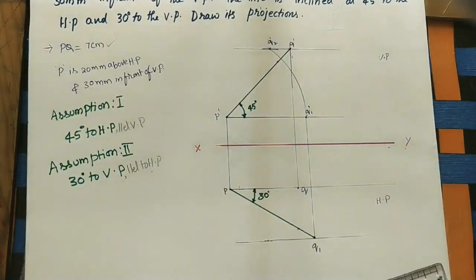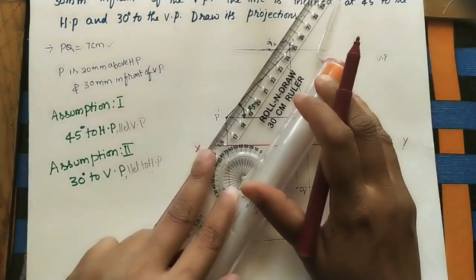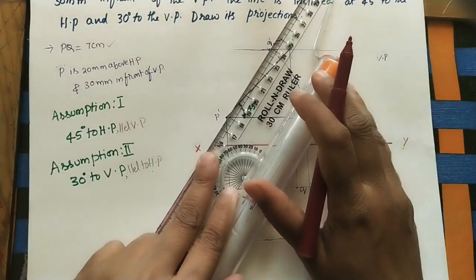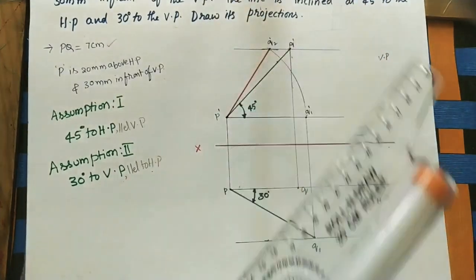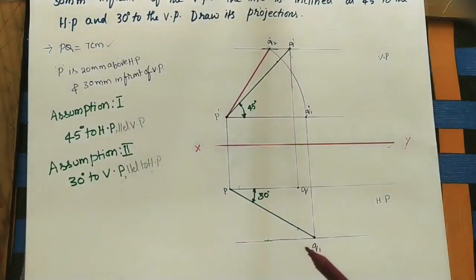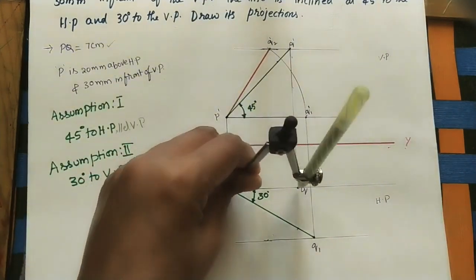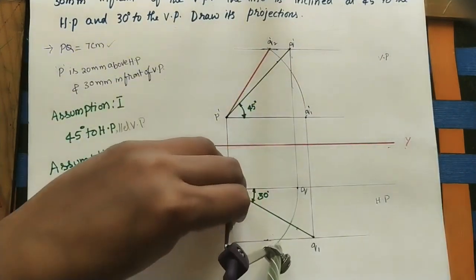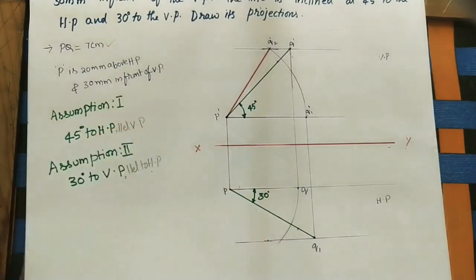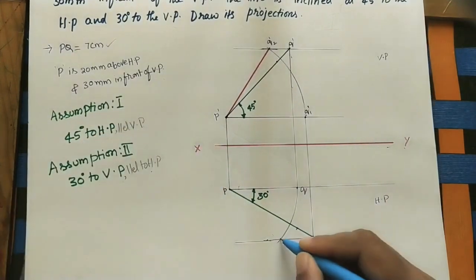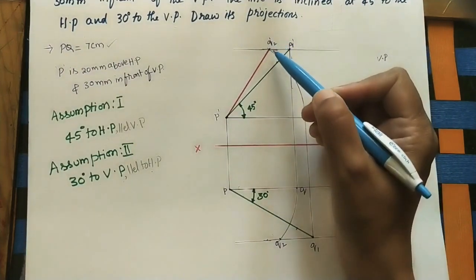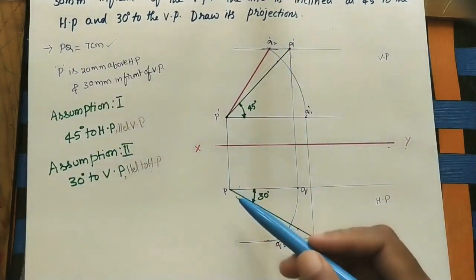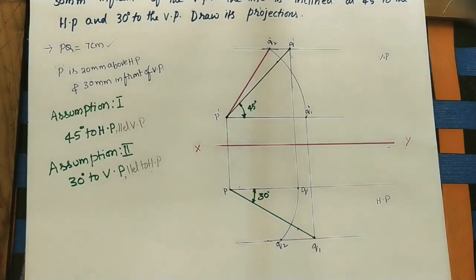Okay, by using the scale, join P dash Q2 dash. Okay, this is the final front view. For getting the final top view, take this length. Okay, by using compass, extend up to this locus of Q. Take this intersection point as Q2. For the final points I am giving Q2 dash and Q2. Okay, join P and Q2. It is the final top view.